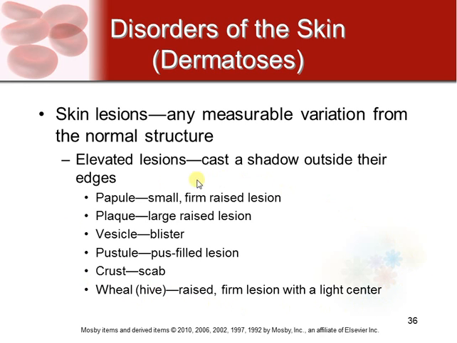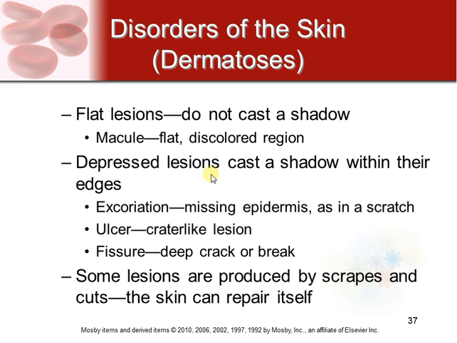We'll expect you to know what all of those are and be able to tell the difference. So I just want you to know a little bit about skin lesions. They can be elevated, or they can be indented, or they can be flat. A flat one would be a macule, which is like a freckle. Or you can have a depressed lesion, and that would be something like an excoriation, which is when your epidermal layer is missing, something like a scratch, or an ulcer, which is more crater-like, or a fissure, which is a deep crack or a break in the tissue.